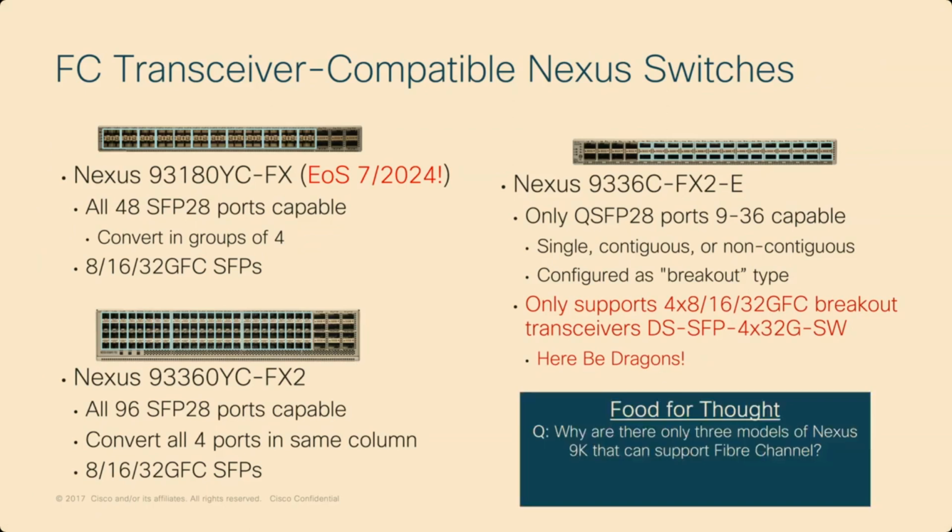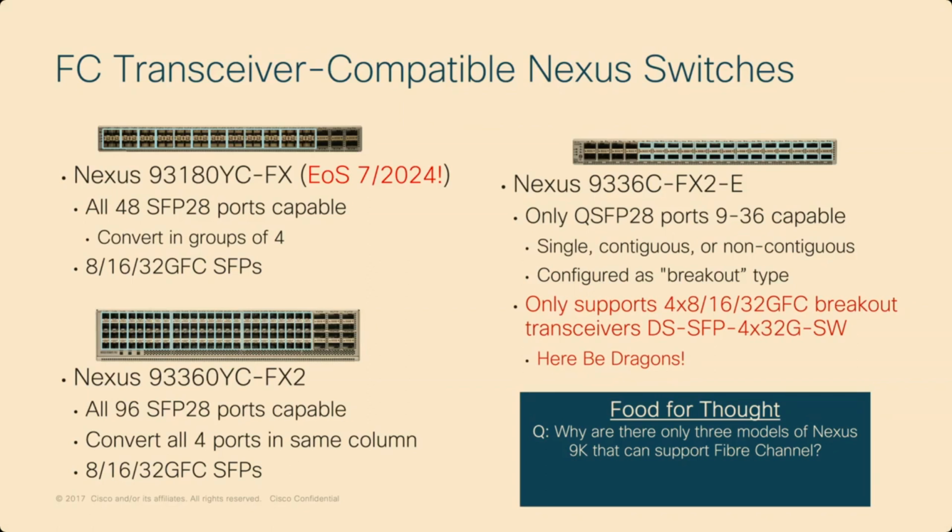Now, here's a question. I don't know if any of you guys know this, but why might there only be 3 models of Nexus 9K that can support fiber channel? Anybody care to give it a guess? I'm not certain, but I love the "Here Be Dragons" comment. Yeah, it's kind of off the map, so that's why I put that on there.